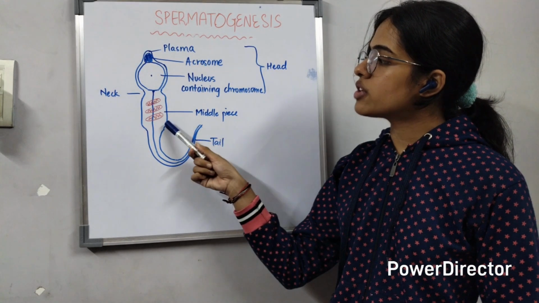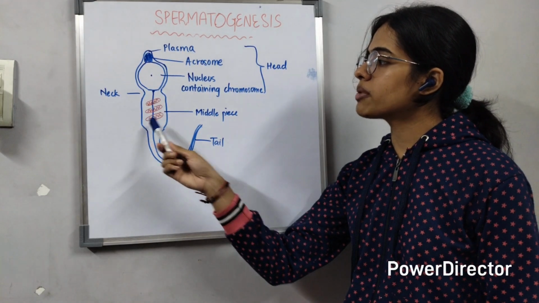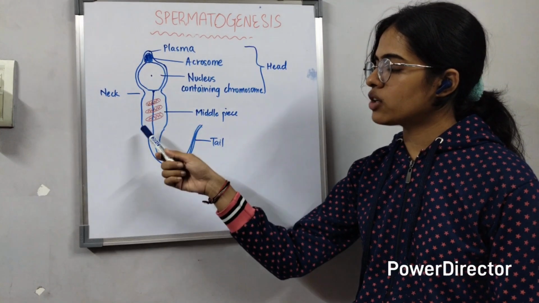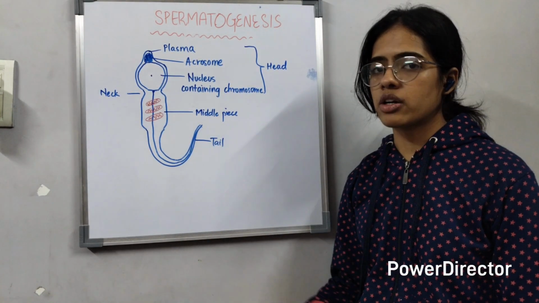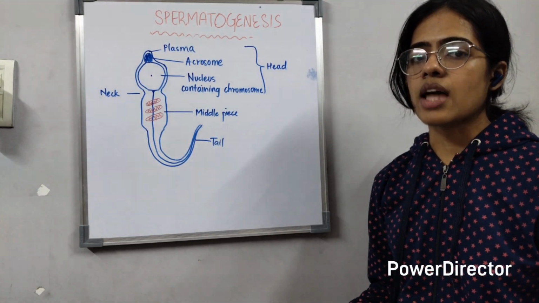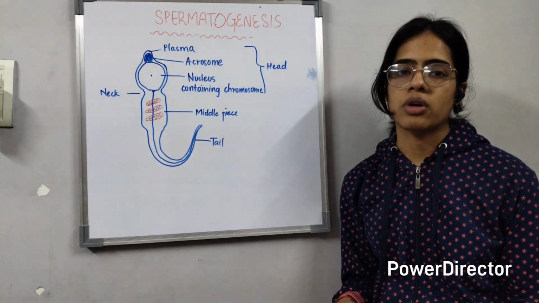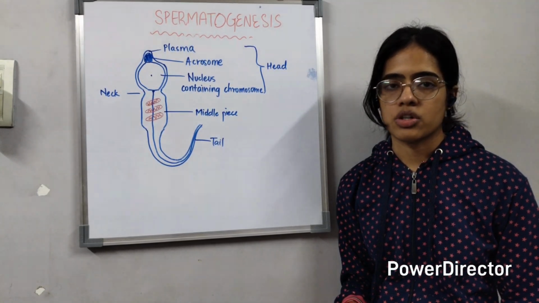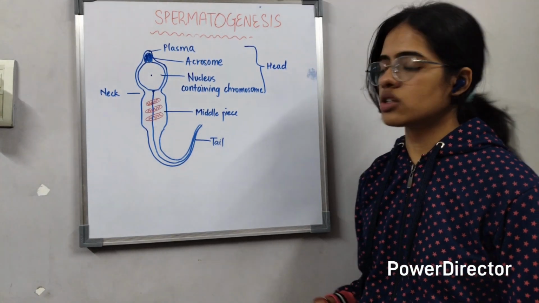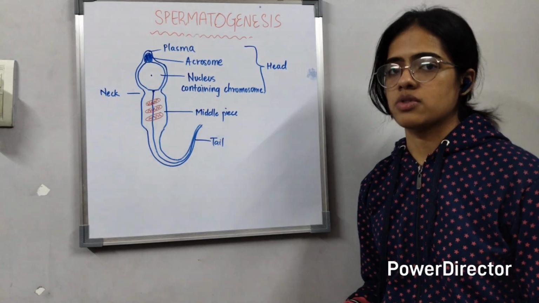Now, the middle piece of the sperm contains multiple mitochondria. This I have represented using a red marker. These are the mitochondria, and numerous mitochondria are present in the middle piece. These provide the energy for the motility of the sperm, which is very important during reproduction. Now, this is the tail part, which also contributes to the motility of the sperms.